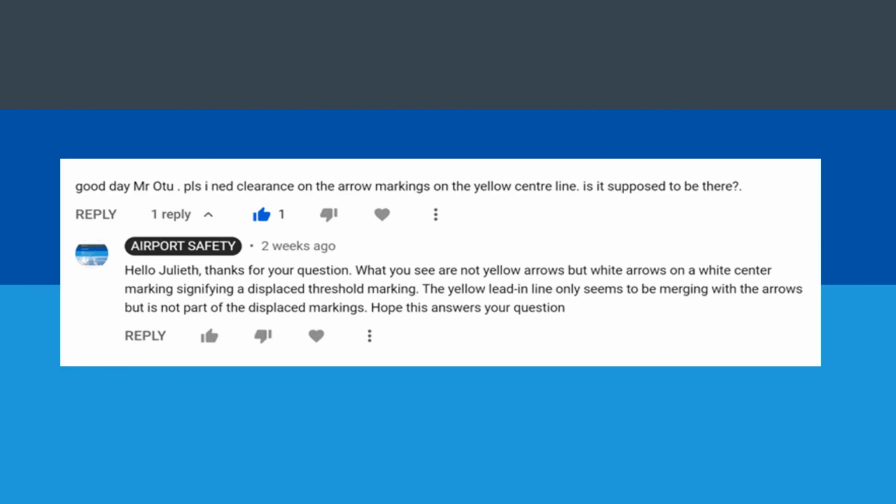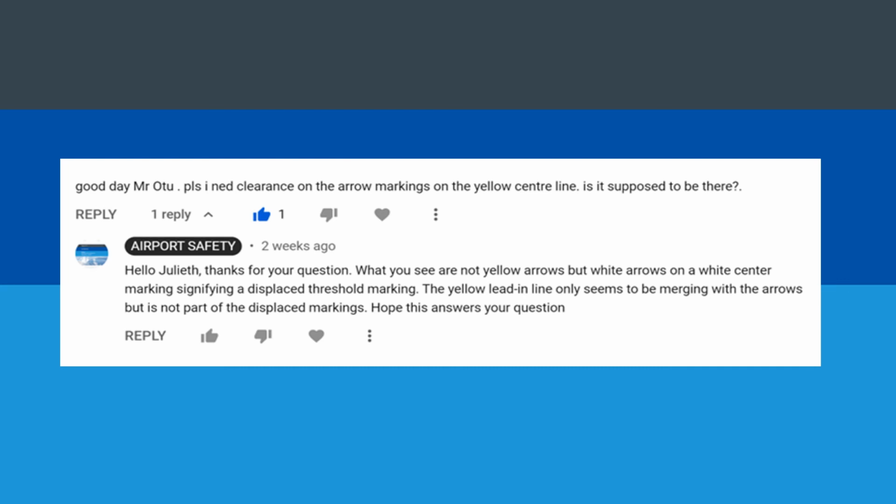We also had another comment from another viewer, and he said, good day, Mr. Otu. Please, I need clarification on the arrow markings on the yellow center line. Is it supposed to be there? Well, this refers to one of the videos that was shown in one of the presentations, and I responded clearly that the yellow lines were different from the runway markings, and it was something else.